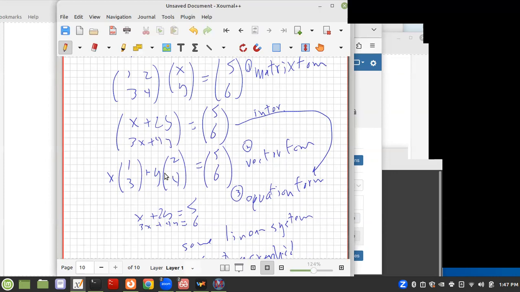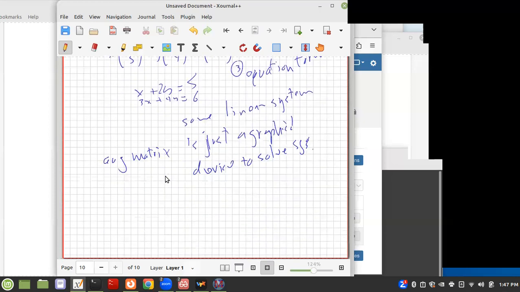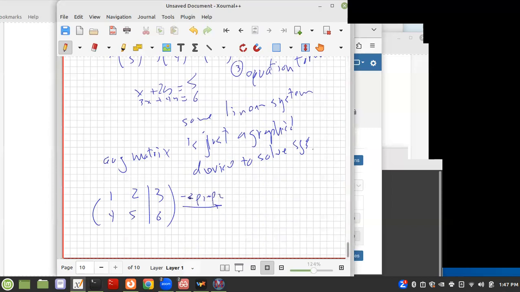So how would you do the matrix row operations on the augmented matrix? Well, that's what we've been doing. You just do the row operations on the whole thing. If you have 1, 2, 3, 4, 5, 6, and you do -4 row 1 plus row 2: 1, 2, 3, -4 times 1 plus 4 is 0. -4 times 2 is -8 plus 5 is -3, -12 plus 6 is -6.